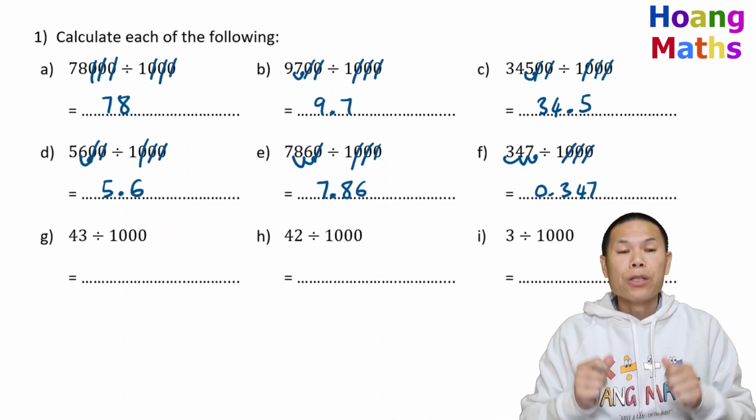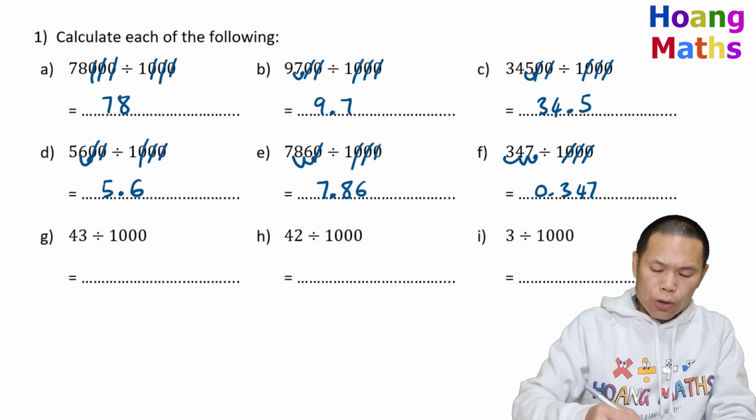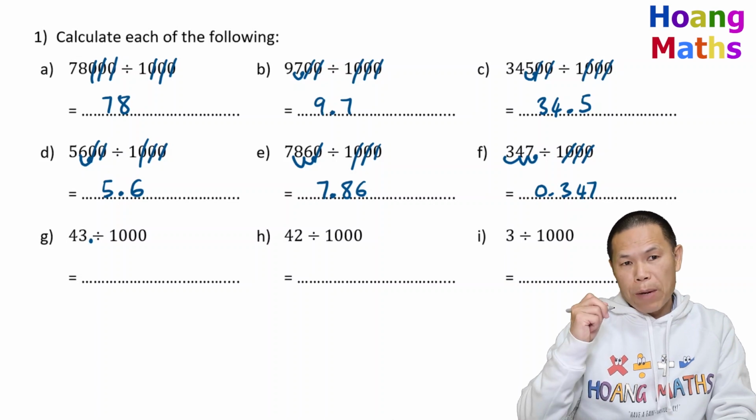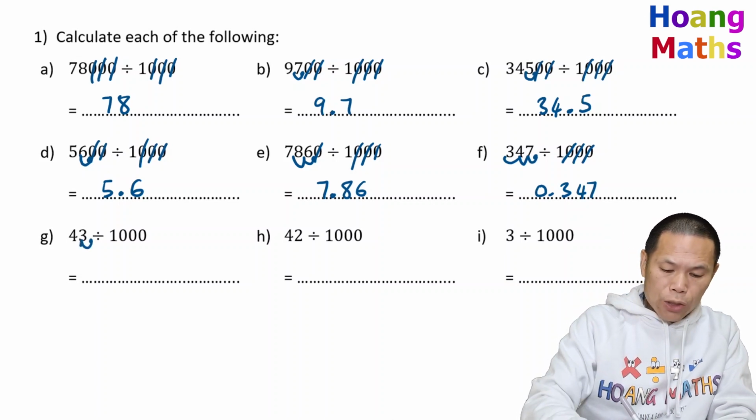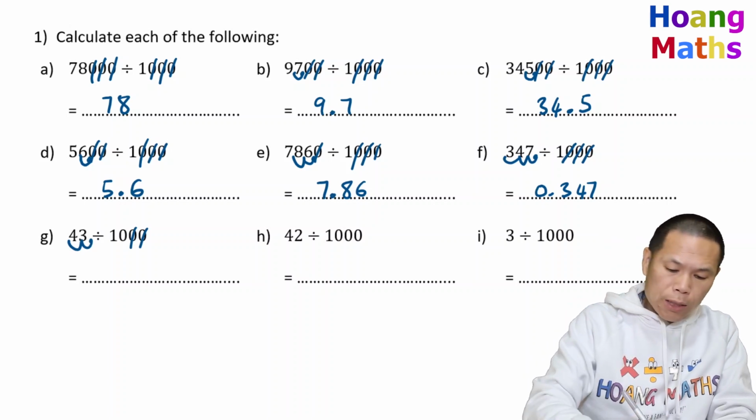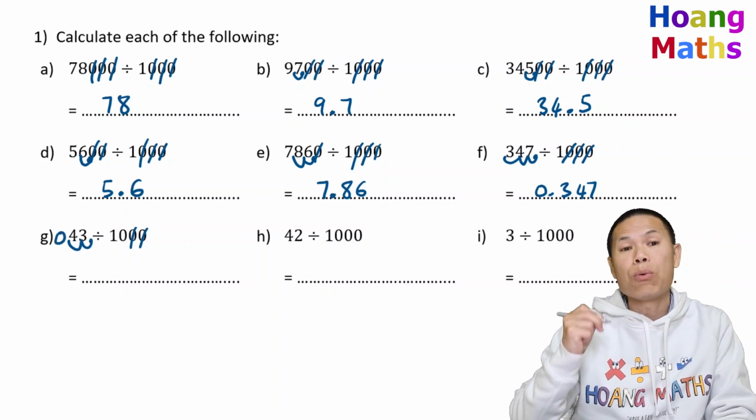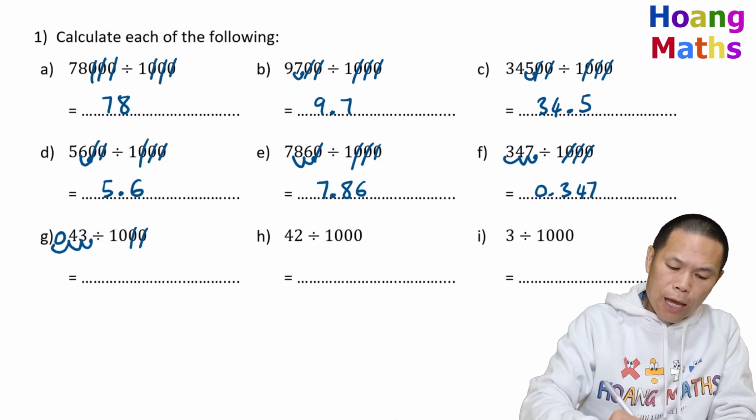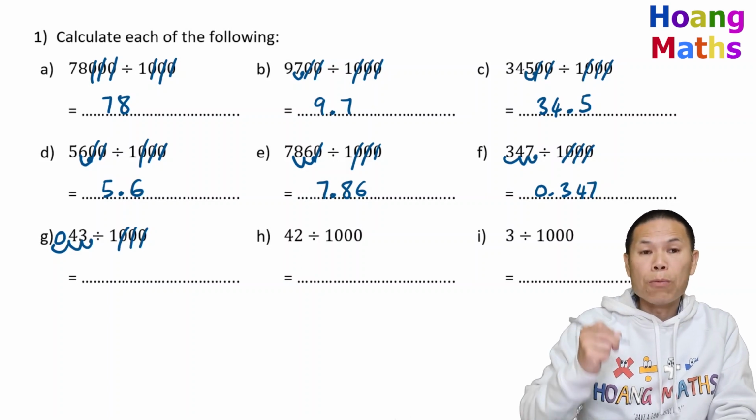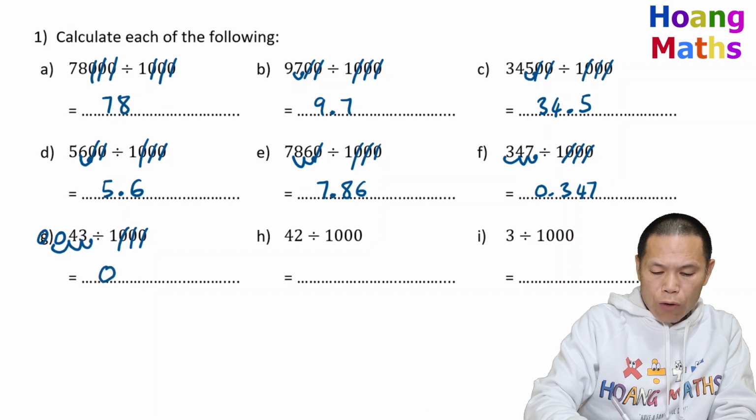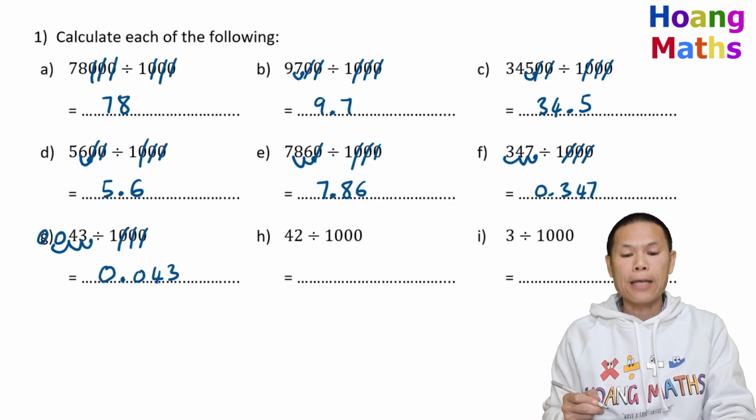So part G. So 43 divided by 1,000. So no decimal point means the decimal point is right at the back of the number. So we divide by 1,000. So we move 1, 2. We cancel 1, 2. So 0.43. That means I can put a 0 in front. That means 0.43. And we divide by 10. So we move 1 more time to the left. So that cancel out. So 0.043. So I can put a 0 in front here. So that becomes 0.043. So that's the answer.